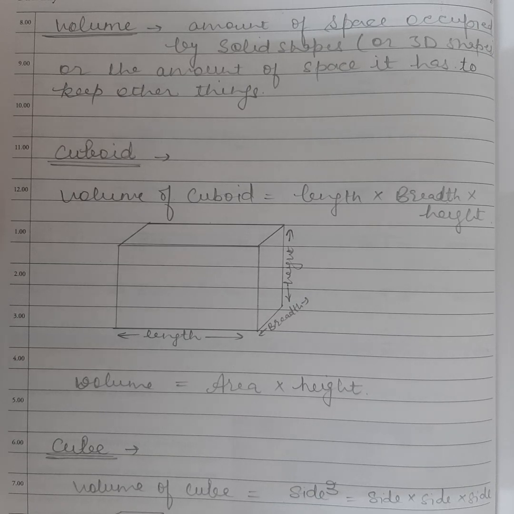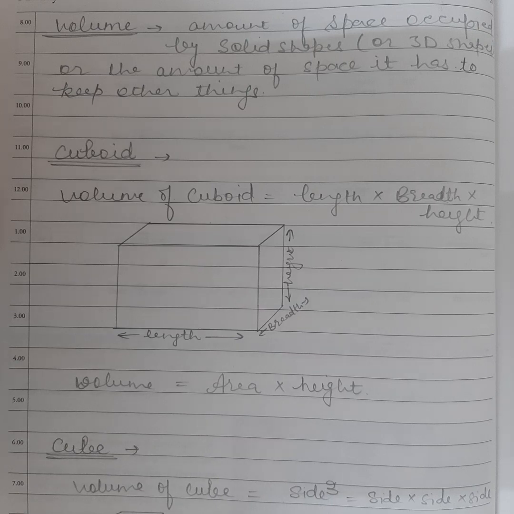So first of all, let's see what is the cuboid and what is the volume of a cuboid. So volume of a cuboid is length multiplied by its breadth multiplied by its height, or we can say the area of the base of a cuboid multiplied by its height.